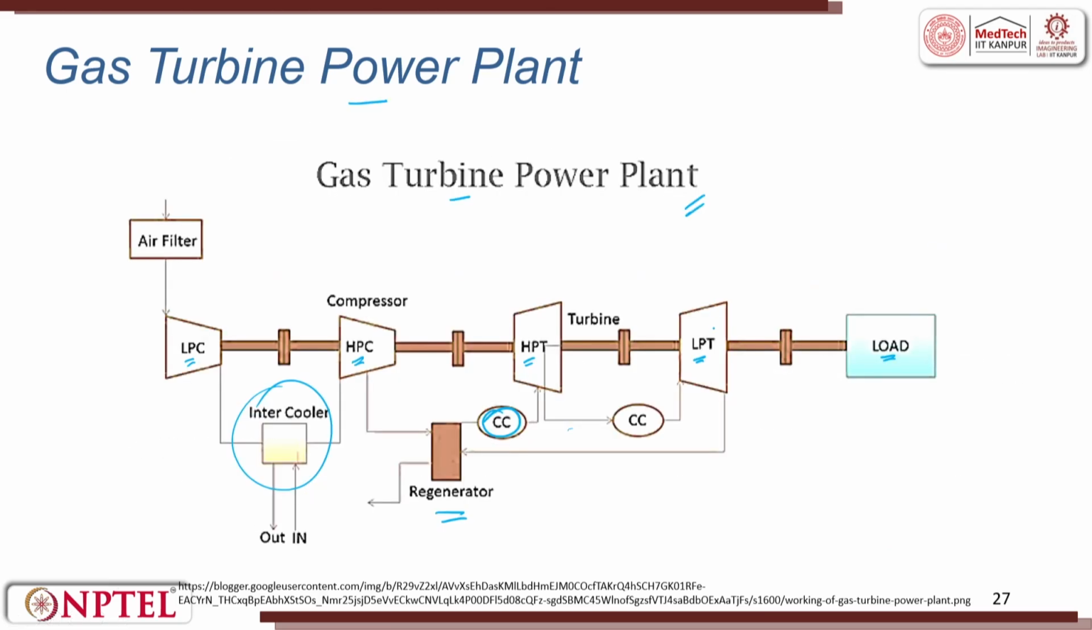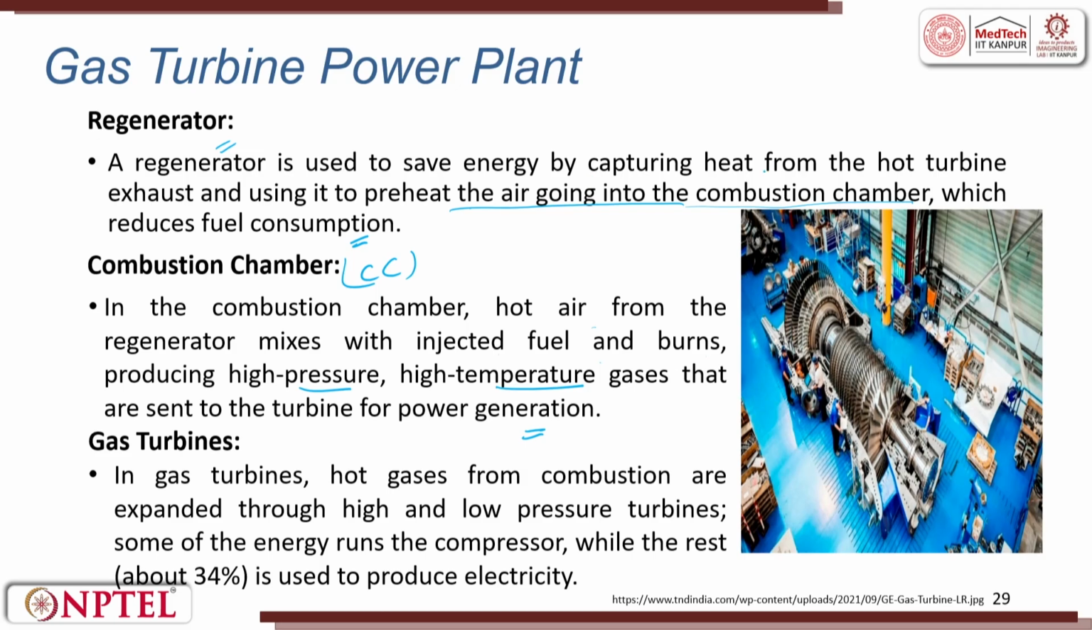So, now you can see here. From the low pressure, it is combustion chamber, it is sent to the high pressure turbine, right. Whatever comes out of the high pressure turbine is sent to a regenerator. The regenerator removes the heat and sends it to the high pressure compressor. It captures heat from the hot turbine exhaust and uses it to preheat the air going into the combustion chamber with reduced fuel consumption. So, what the CC does is produce high temperature, high pressure gas that is sent to the turbine for the power generation.